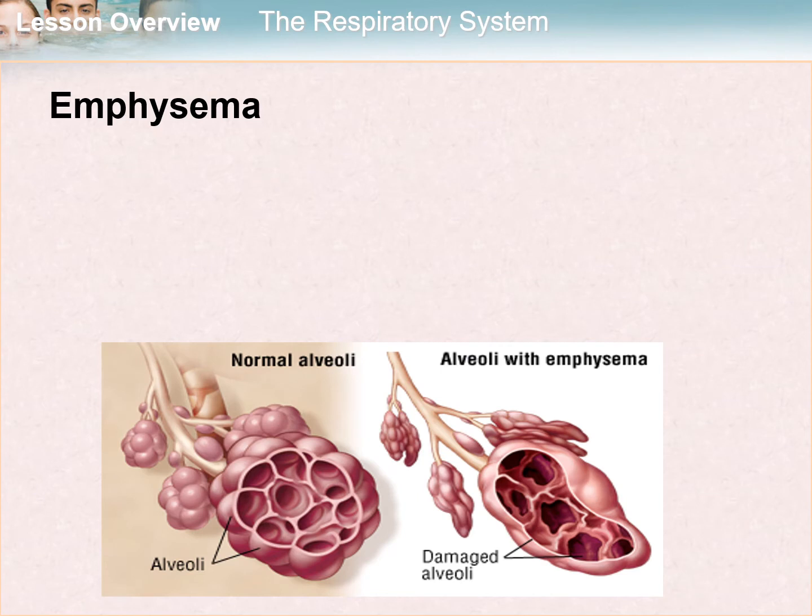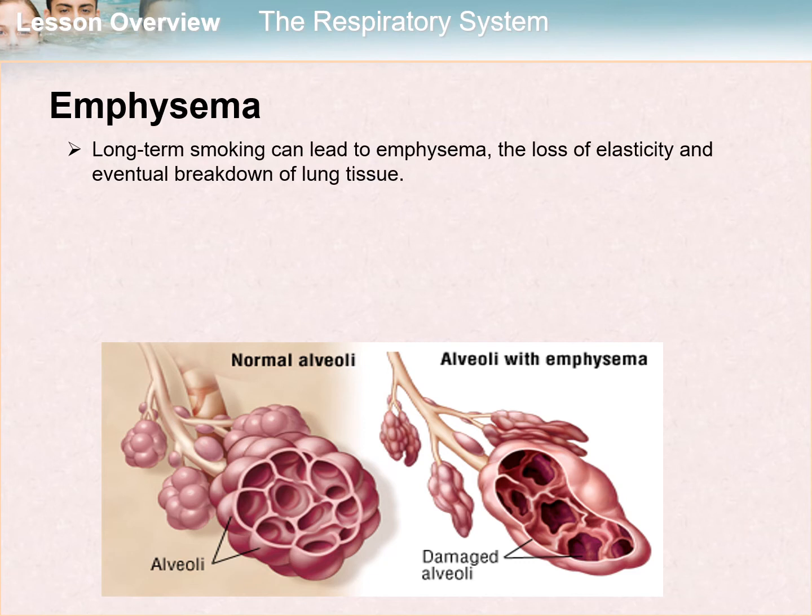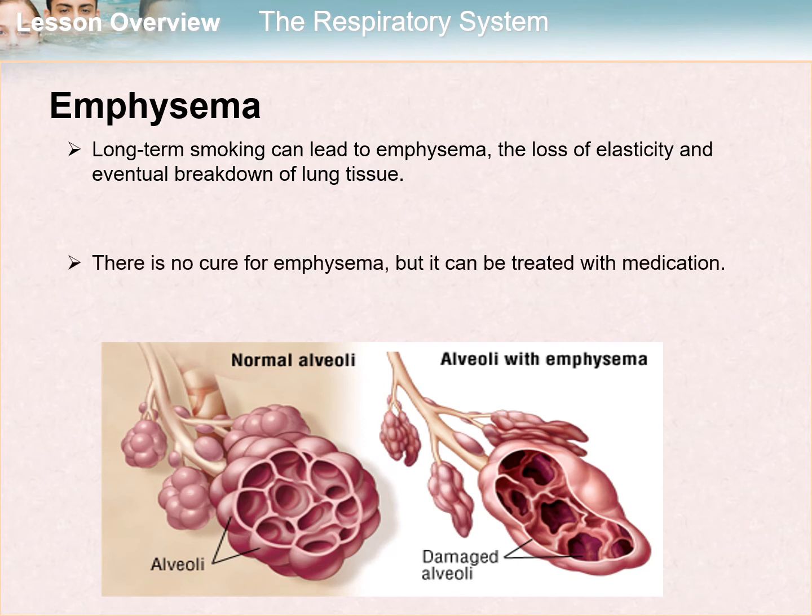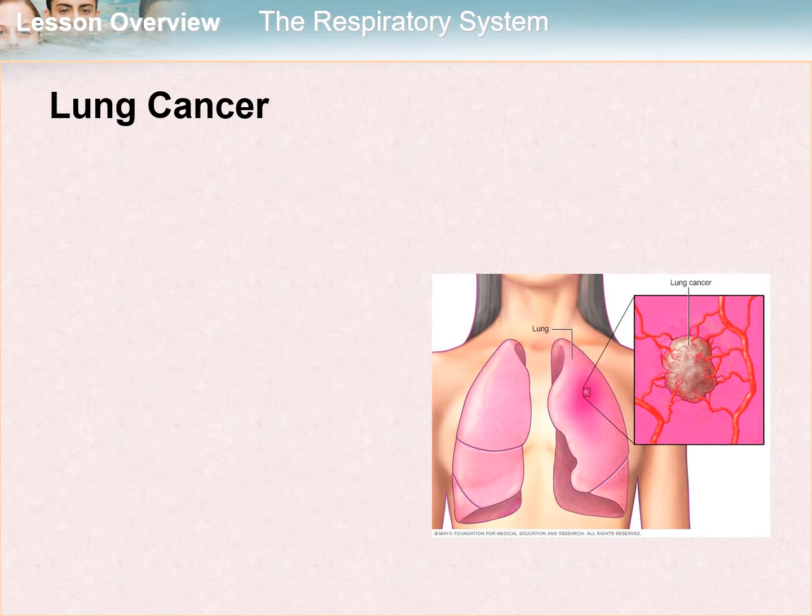Another disease caused by smoking is emphysema. Long-term smoking can lead to emphysema, which is the loss of elasticity and eventual breakdown of lung tissue. People with emphysema cannot get enough oxygen to the body tissues or rid the body of excess carbon dioxide. There is no cure for emphysema as well, but it can be treated with medication, whereas chronic bronchitis cannot be treated.